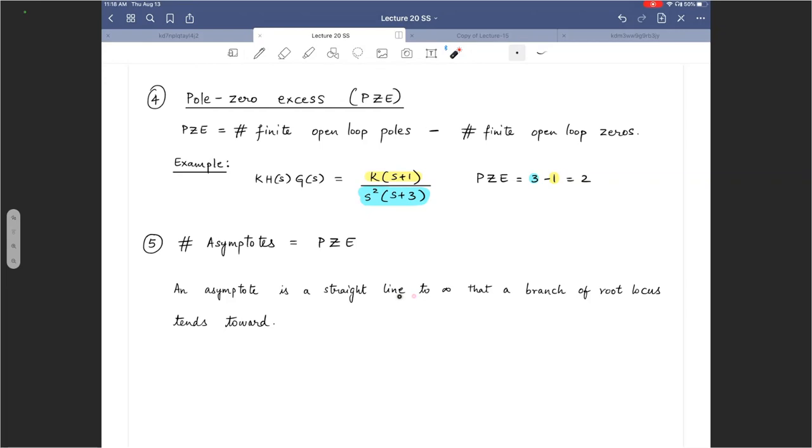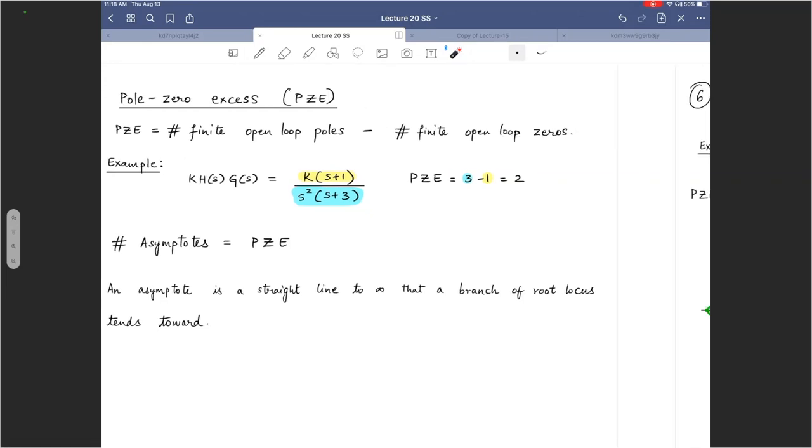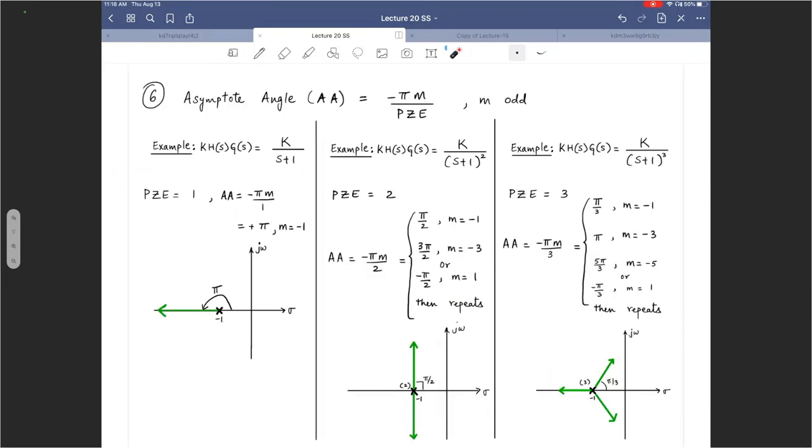So think of the asymptotes as guiding lines for the root locus, right? The number of asymptotes that you will have will equal the pole zero excess. So given K H(s) G(s), we can quickly find the pole zero excess and hence the number of asymptotes. Let's do that over here. Let's do PZE and asymptote angle.